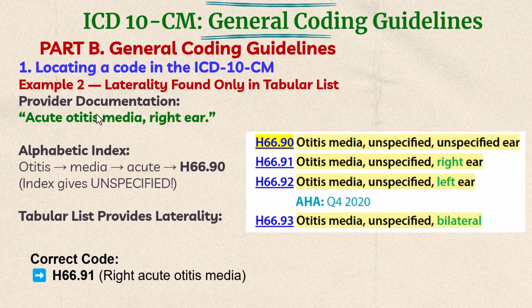Let's see another example for laterality found in the tabular list. In the provided documentation, you can see acute otitis media, right ear. But when you go to the alphabetic index, you will find otitis media, acute. The code will be H66.90, but this is an unspecified code. Once you go to the tabular list, you can see H66.90 is otitis media, unspecified ear. But in our case, it is the right ear. So for the right ear, the code is H66.91, that is otitis media, unspecified, right ear.